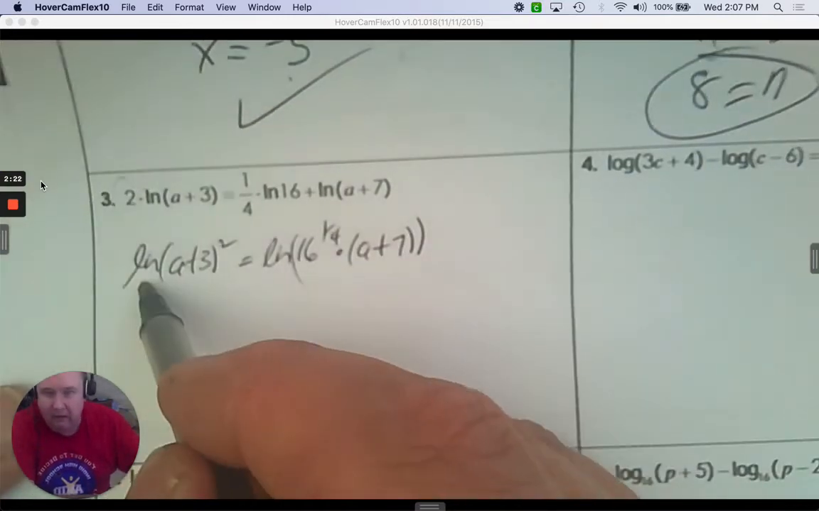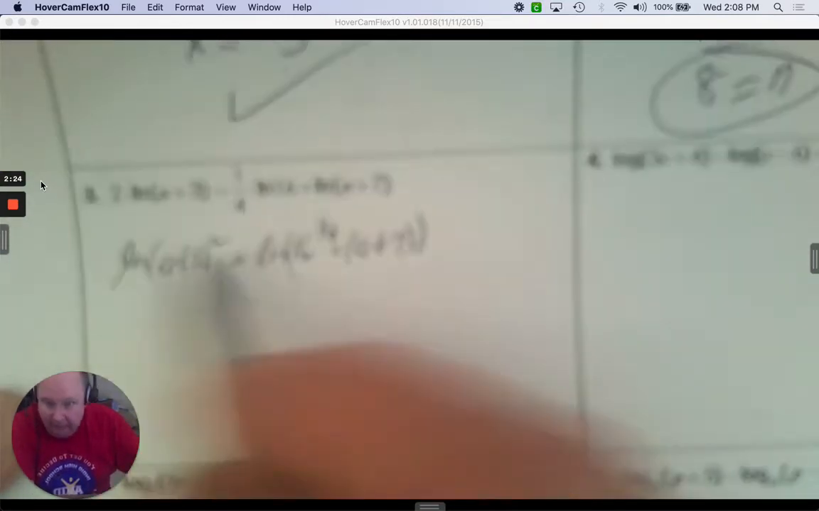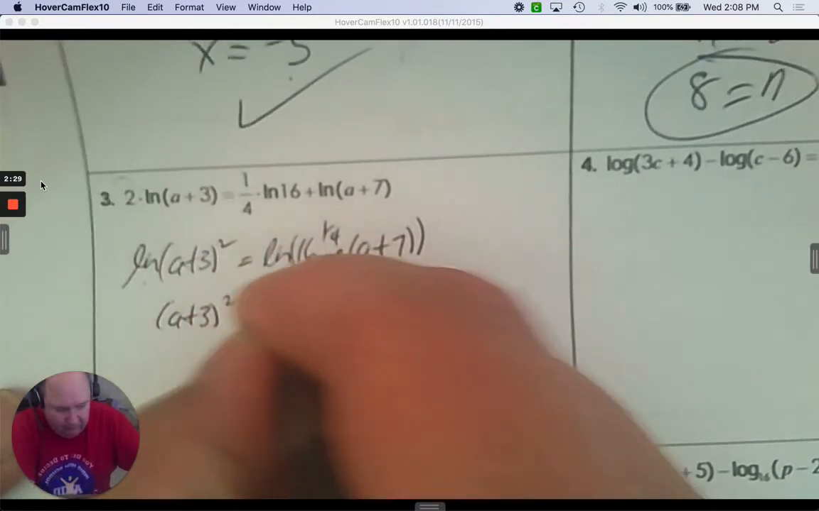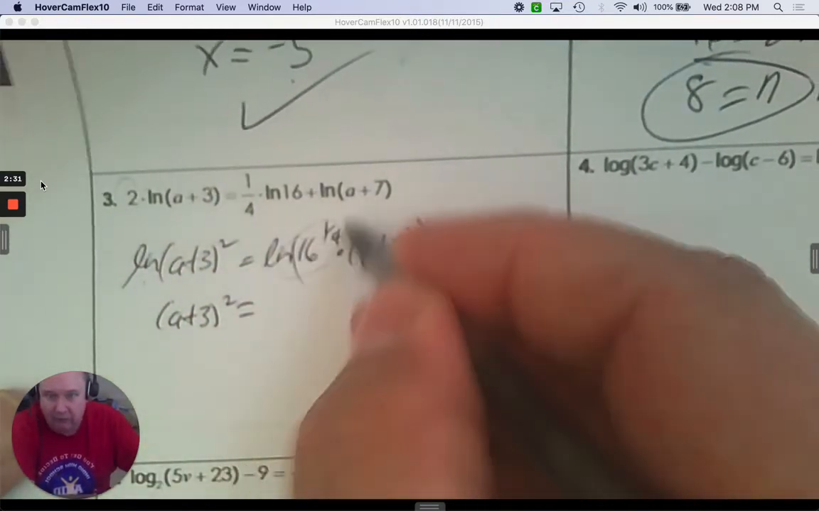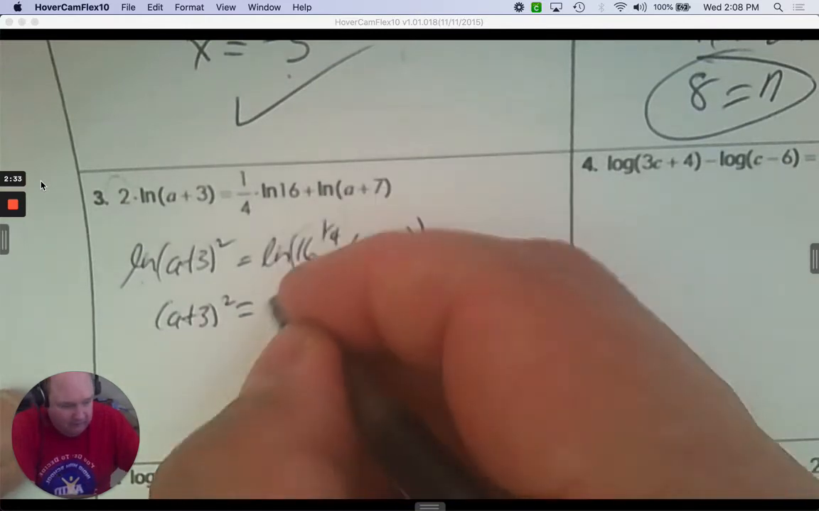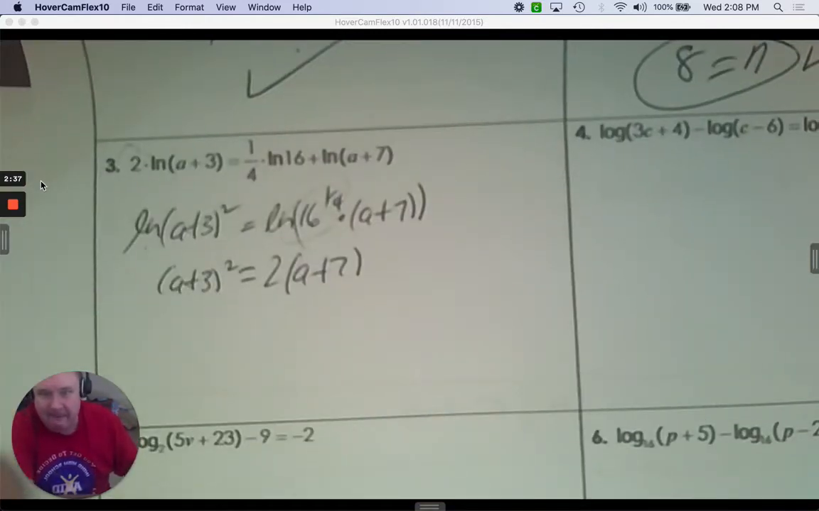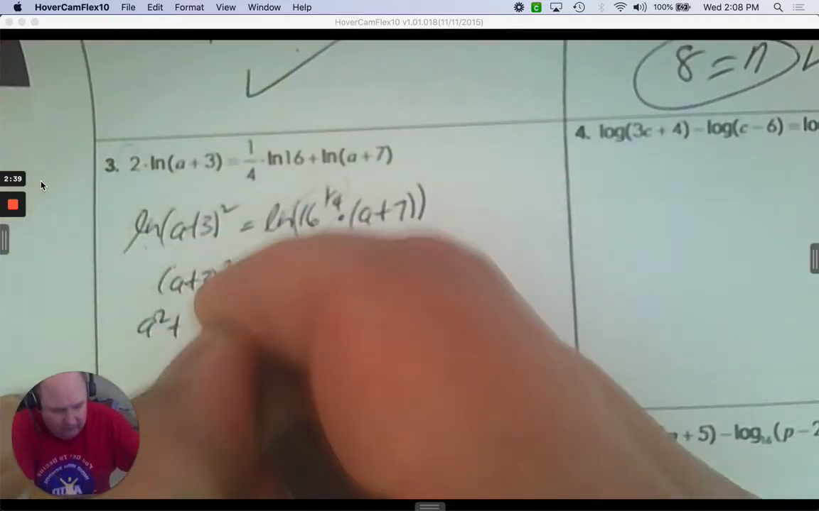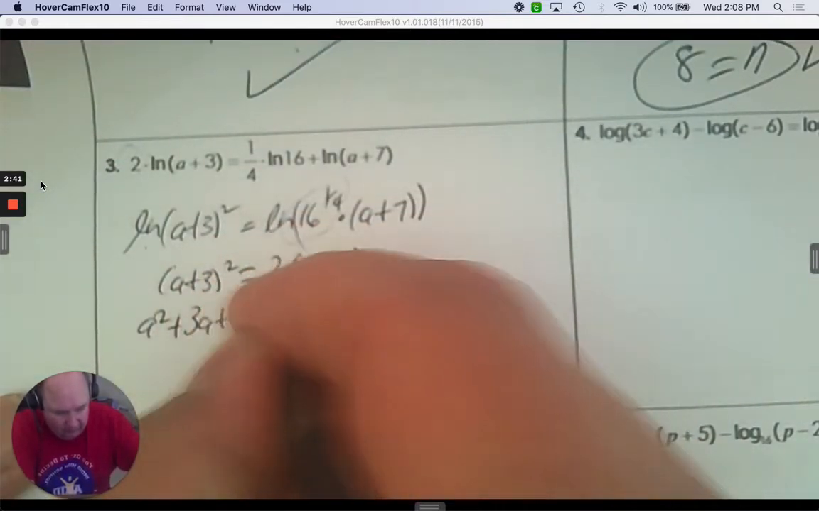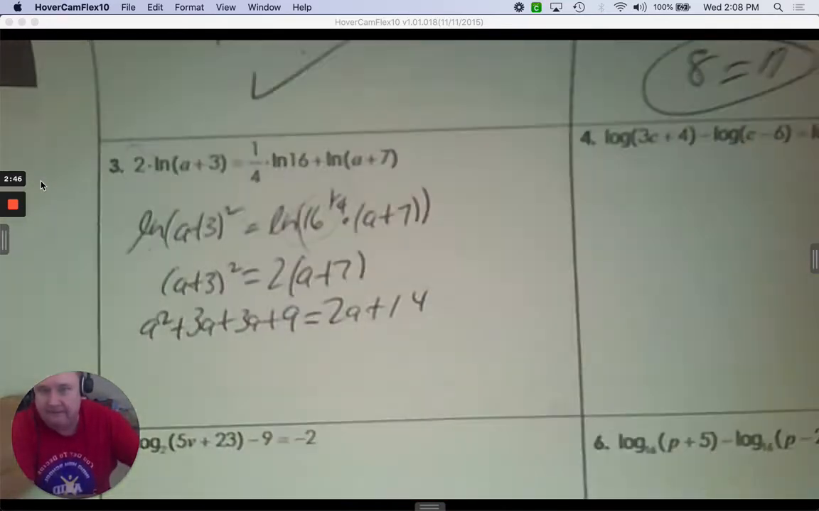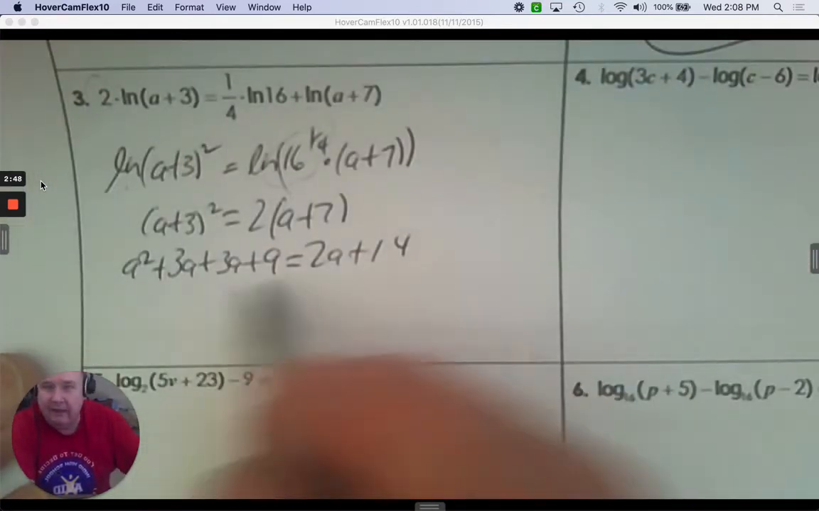Now that we have one logarithm equaling another logarithm, they have the same base, then we can make them equal to each other. So a plus 3 squared. Now, the 4th root of 16 is 2. So that becomes 2 times a plus 7. We're going to FOIL. That's a squared. That is 3a and another 3a and 9. That's 2a plus 14. And then I'm going to combine like terms.